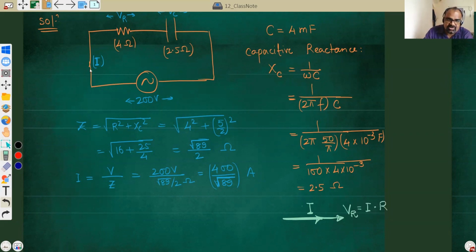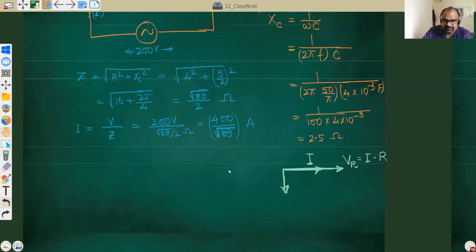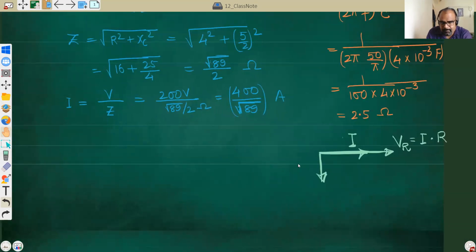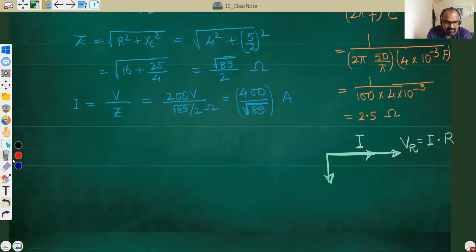And now the voltage across the capacitor. Let's focus on the capacitor. The voltage across the capacitor, which is VC, and the current through the capacitor are not in the same phase. VC is behind the current. So this is the current. Relative to this current, the voltage across the capacitor is behind. So this is the VC phasor. Is there any relation between this VC phasor and this current phasor? Of course there is. VC is I into XC.